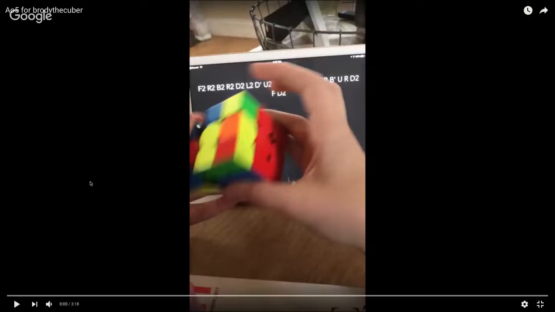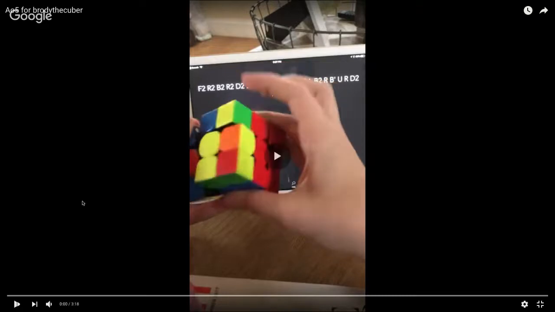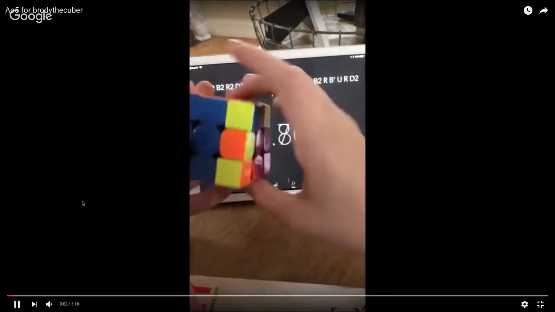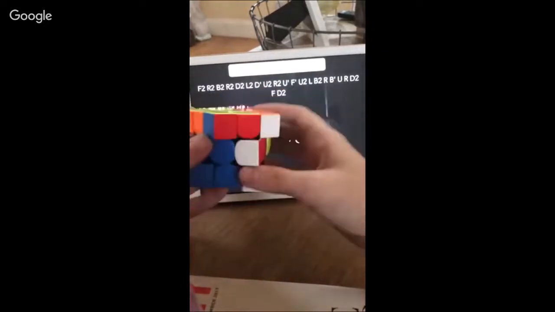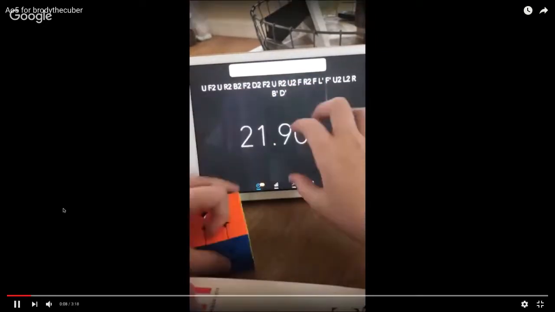Okay, so we'll look at each of these first at full speed, then in slow motion, and I'll go over anything I see. And if you have any questions, you can ask me whenever.